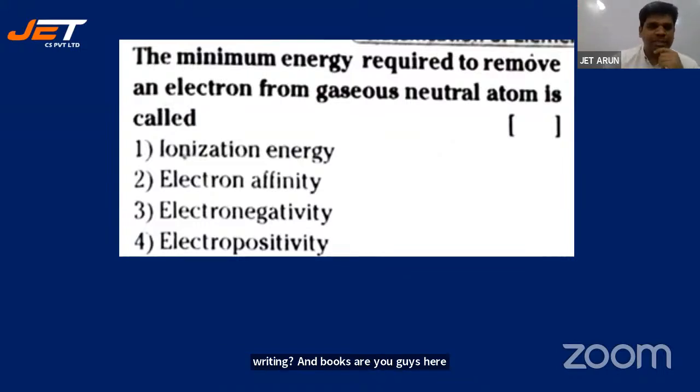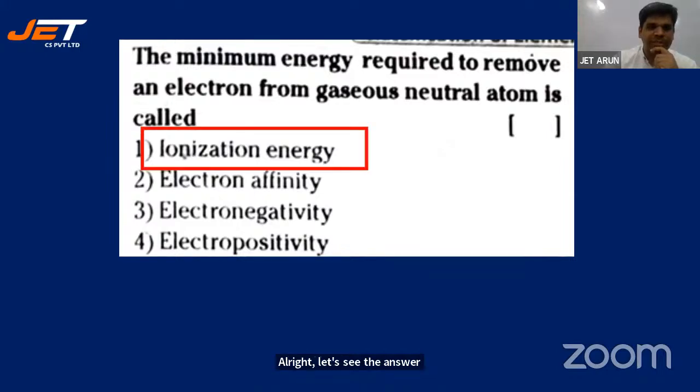All right, let's see the answer. It's ionization energy. The minimum energy required to remove an electron from a gaseous neutral atom is called ionization energy. All right. Almost all of you have gone correct, except 1 or 2. The ones who have gone wrong, learn this. It's a very important question. It's a basic definition.